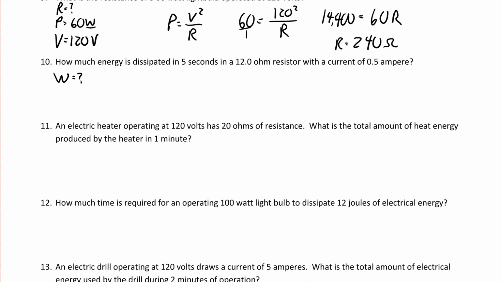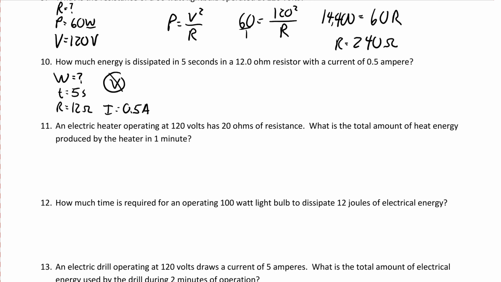They're telling us how much energy is dissipated in 5 seconds. And then it's a 12 ohm resistor. And the current is equal to 0.5 amps. Wow, not a lot of room to work here. Okay, so we have resistance, current. They don't tell you the voltage. They're not asking for the voltage, so you definitely don't want voltage in your equation.